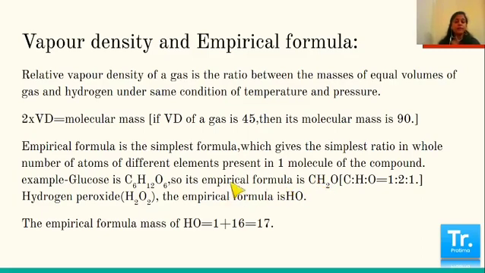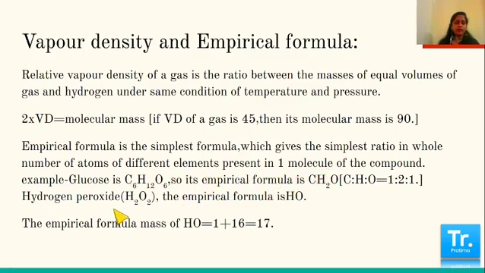I hope it's clear. This was done last year, but we had not gone into the detail of how to find out the empirical formula. We had just told you how to bring down to empirical formula by dividing them by a common factor, that is putting them in the ratio form. Further details we had not done, which we will be doing now. So, coming back to empirical formula, it is the simplest formula, gives the simplest ratio in whole number of different elements present in one molecule of compound, and glucose is a very simple example.